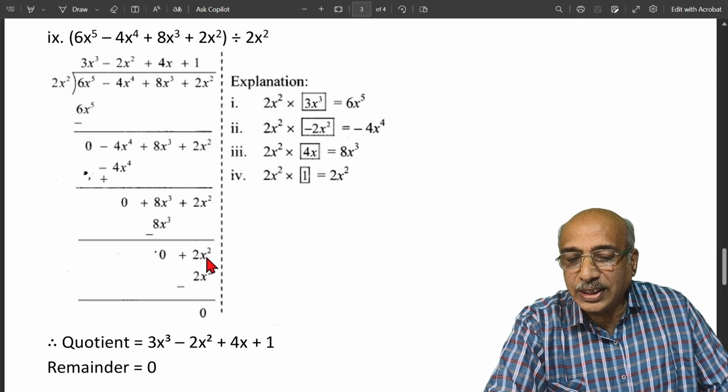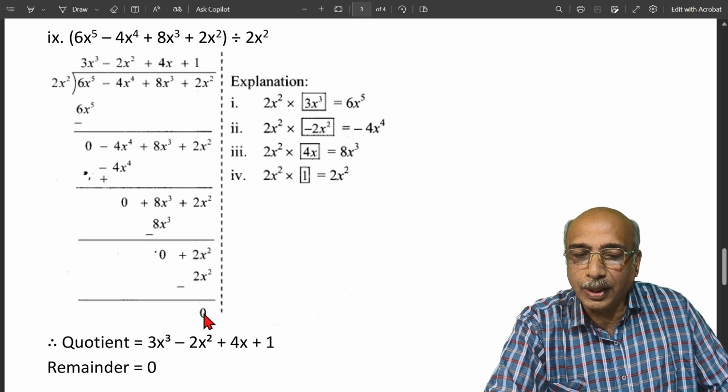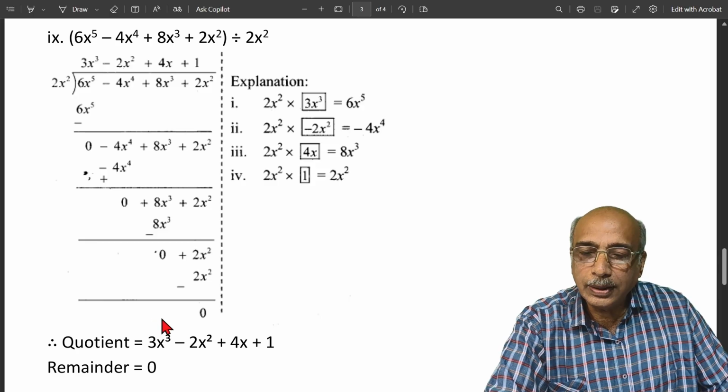Bring down the last term here, 2x square. It is 2x square only here. So it will be plus 1. 1 into 2x square. So plus minus remainder becomes 0. In this problem, you might be seeing that all terms are divisible and remainder is coming 0. So here the quotient will be 3x cube minus 2x square plus 4x plus 1. Remainder is 0.